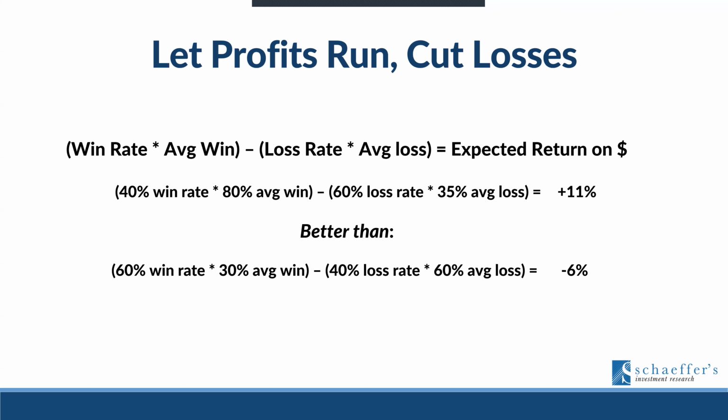if that is how you're managing risk. It's a lot better than a 60% win rate and a 30% average win if you're cutting those winners short because you're like, oh, I don't want to give up these gains. And you hold on to those losses a lot longer than you should, and so you have a 40% loss rate, but it's 60%. Now you're down minus 6% on your portfolio. So you need to be able to just find it in you to hold on to those winners and then cut those losses at that lower level.